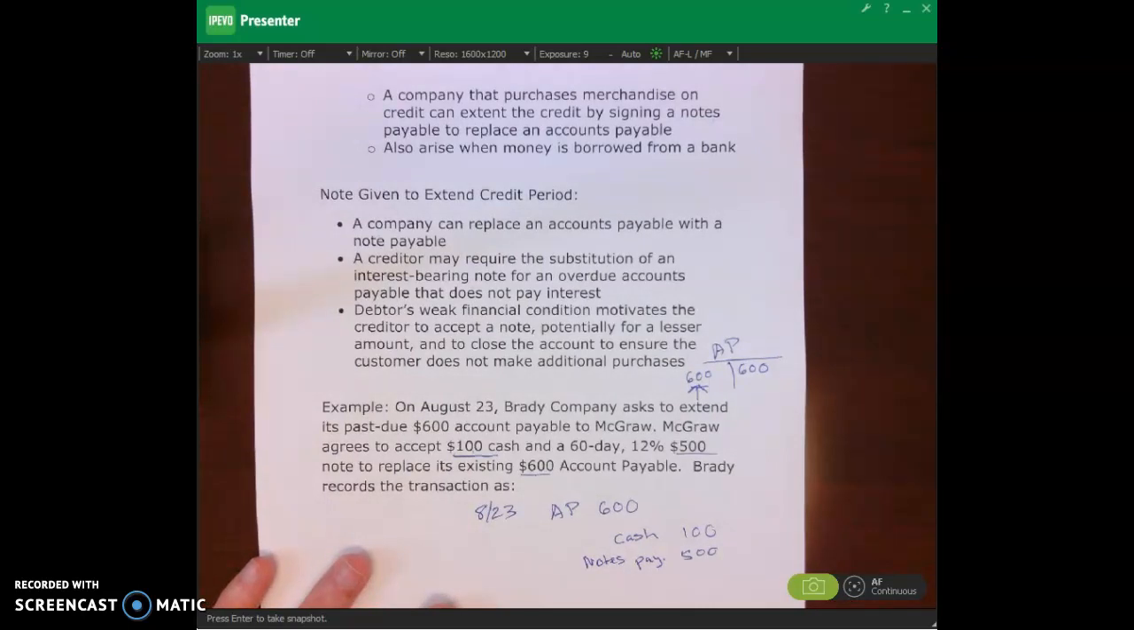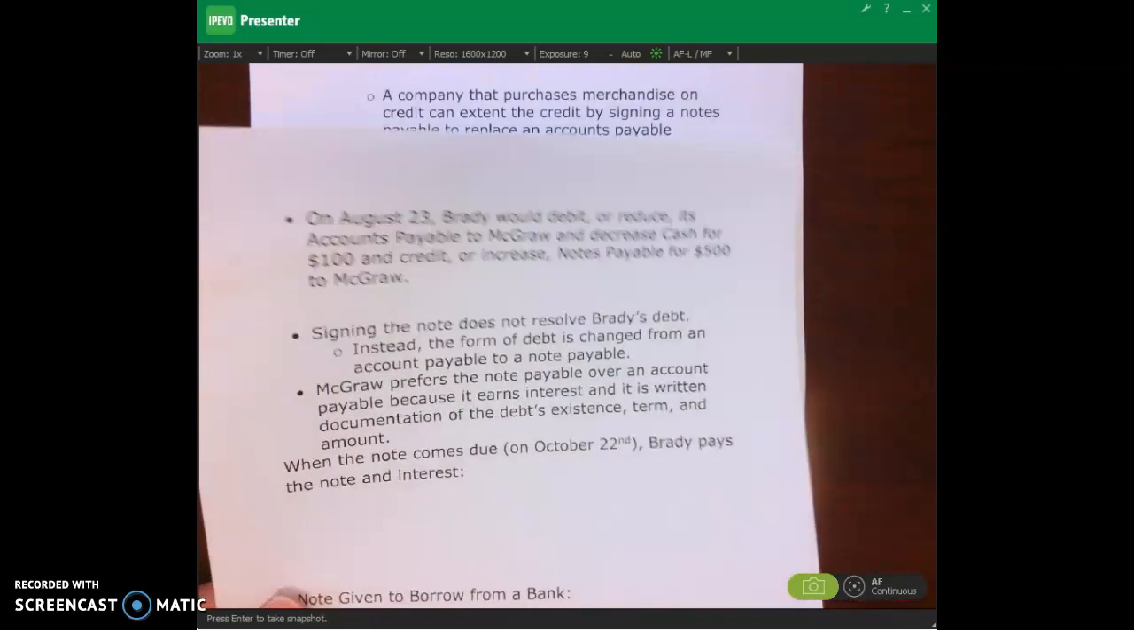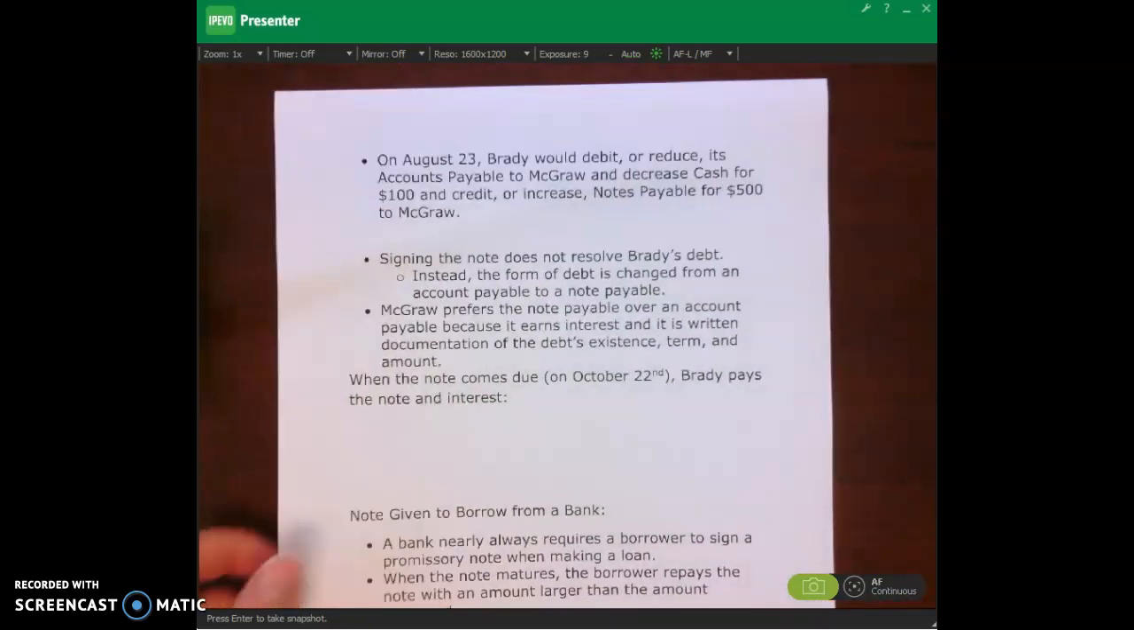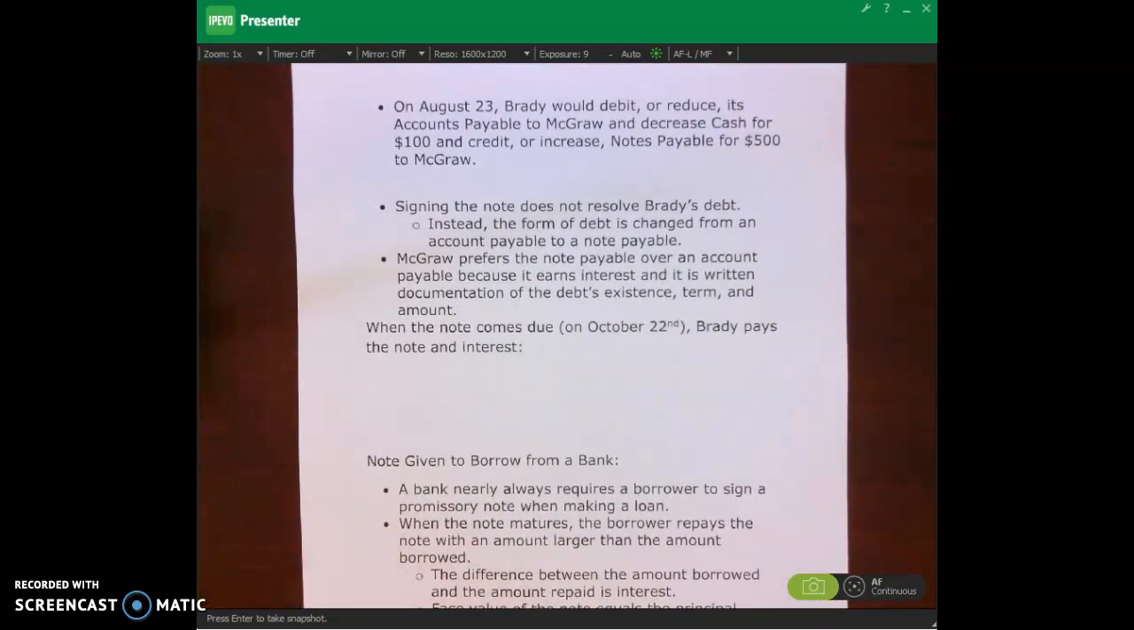Now, let's look at the situation on August 22nd, so it's a 60-day note, so that would be August 22nd, that's when we have to pay it. Okay? And when we have to pay it, we have to pay the principal of the note plus the interest.